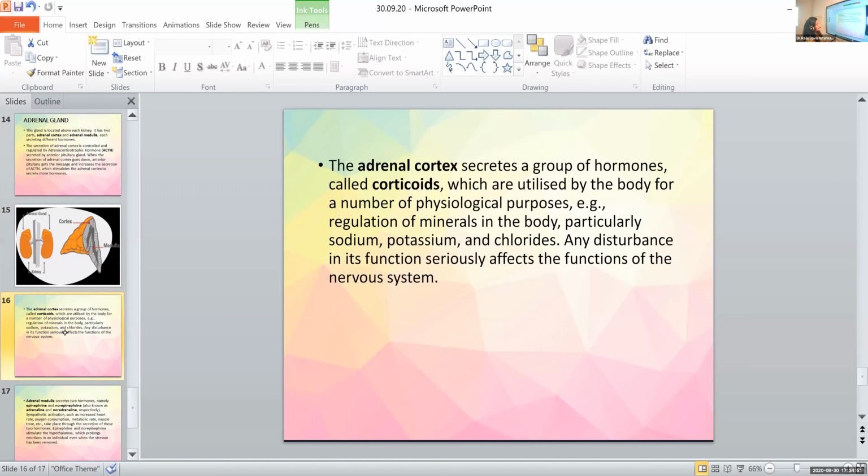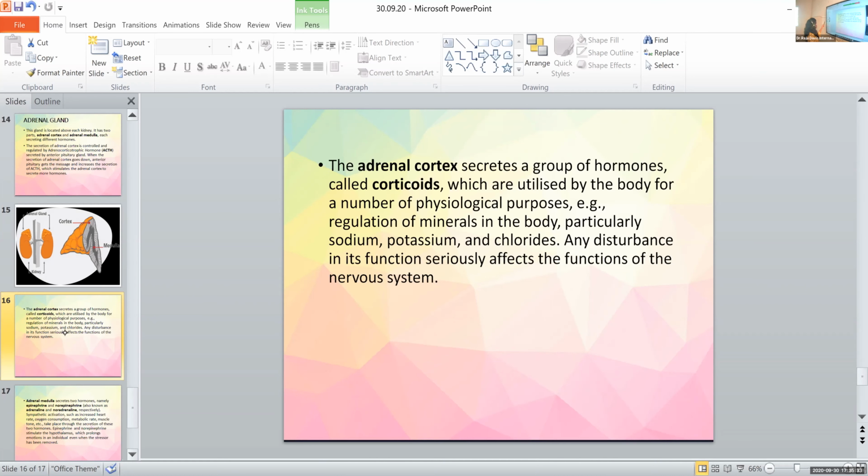The adrenal cortex secretes a group of hormones called corticoids, which are utilized by the body for a number of physiological purposes. For example, regulation of minerals in the body, particularly sodium, potassium, and chlorides. Any disturbance in its function seriously affects the function of the nervous system. The hormones the adrenal cortex produces are named corticoids. It is a group of hormones, and we have different hormones in that. You don't have to study each one; just study the general name given for the secretion of the adrenal cortex, that is, corticoids.